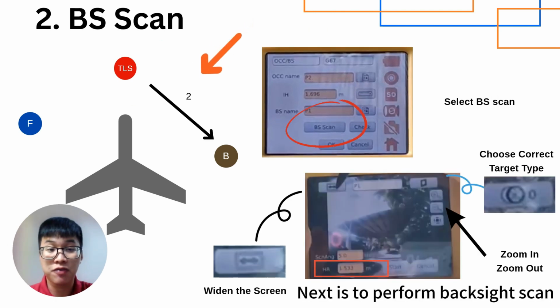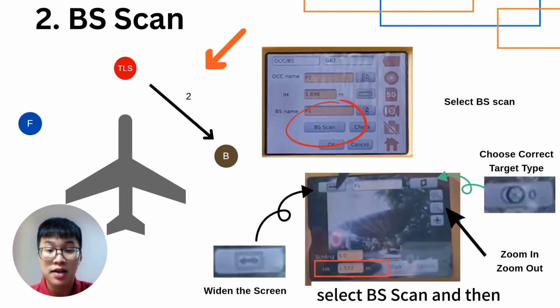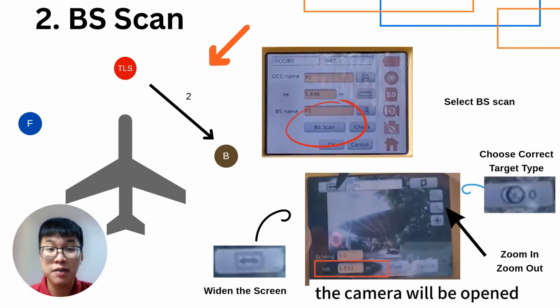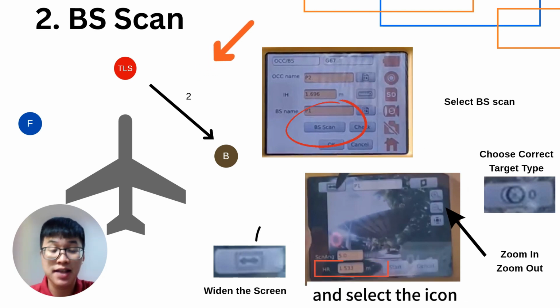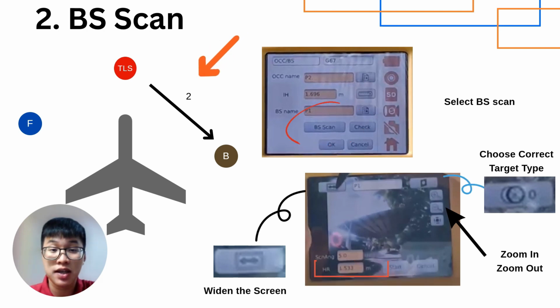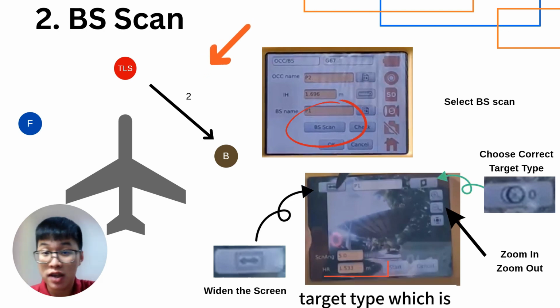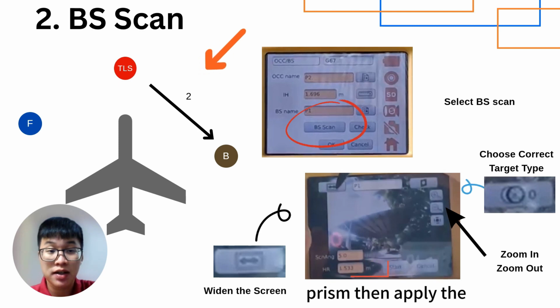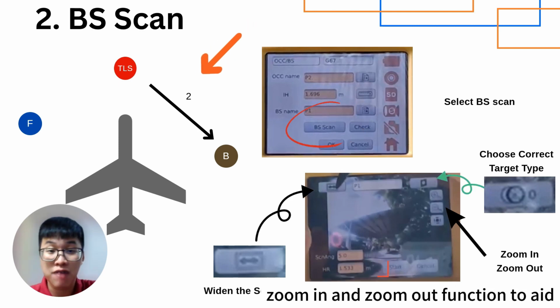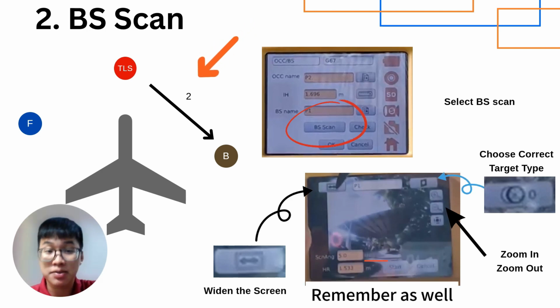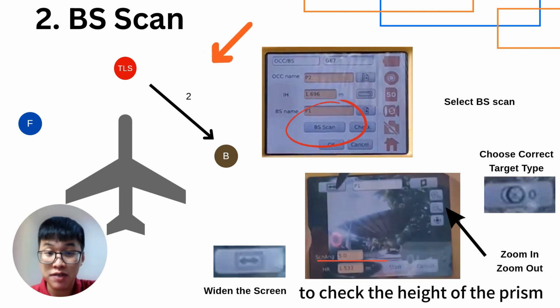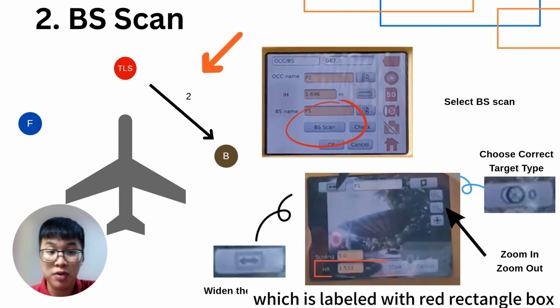Next is to perform backside scan. Select backside scan and then the camera will be open. Face the camera to the prism and select the icon to widen the screen. Remember to choose the correct target type, which is prism. Then apply the zoom in and zoom out function to aid in targeting the prism. Remember as well to check whether the height of the prism, which is labeled with red rectangle box, is correct or not.